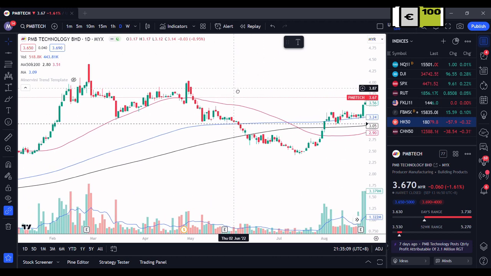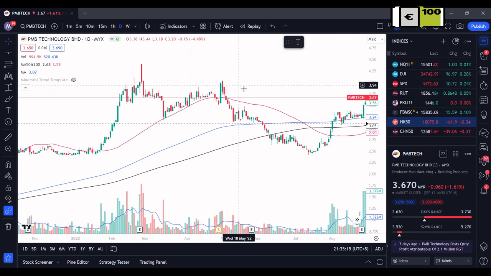The definition of a bullish stock is when the stock's price is above all its moving averages, which is the 50, 150, and also 200. Because as I told you before, all these indicators are lagging behind the price action. When you have a movement like this, the price action will move first, then only the moving averages will follow. So moving averages will always be lagging behind.